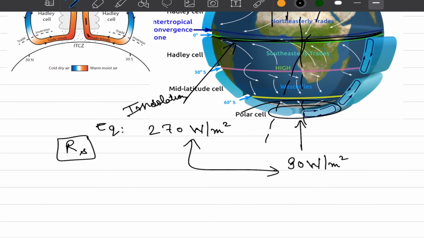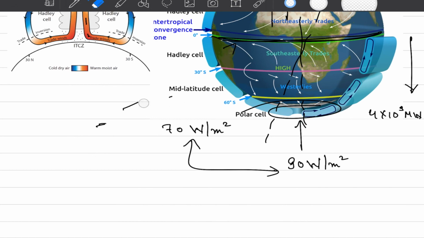as a result of which net energy transport takes place from the equator towards the poles, and the estimate of this net energy transport is in the order of 10 to the power 9 megawatts. So this much energy is transferred, and when this energy gets transferred, it happens in the form of air parcels getting transported, and that results in the setting up of the cells that we will look into.